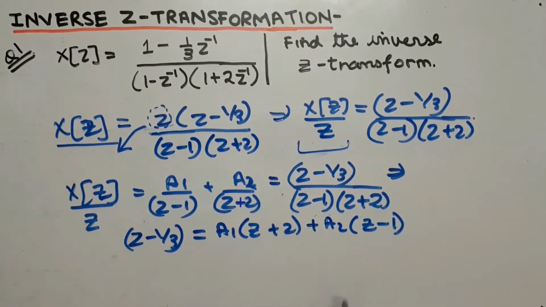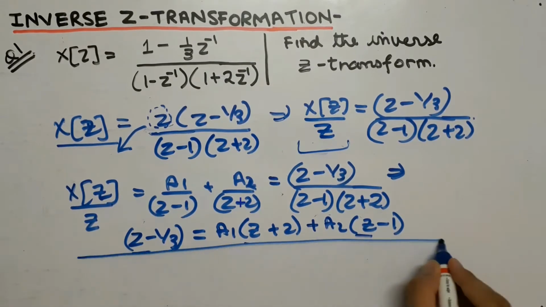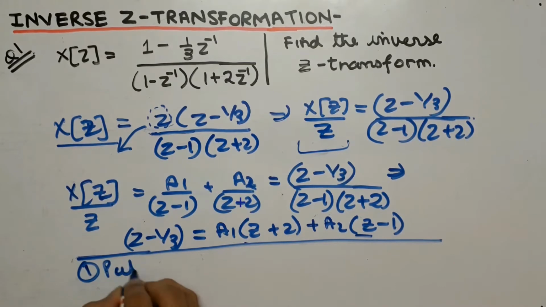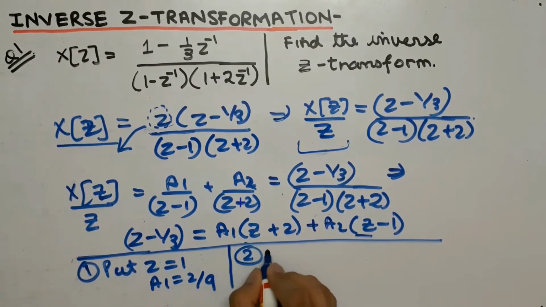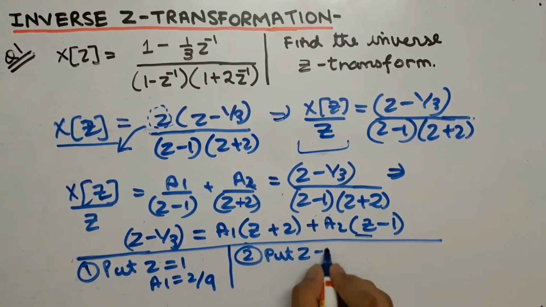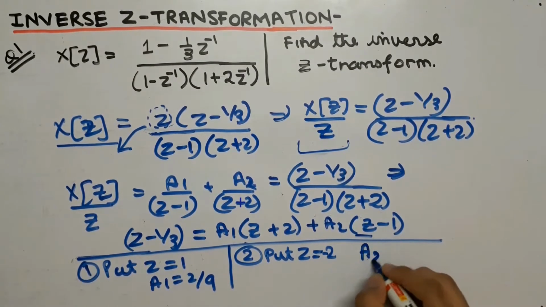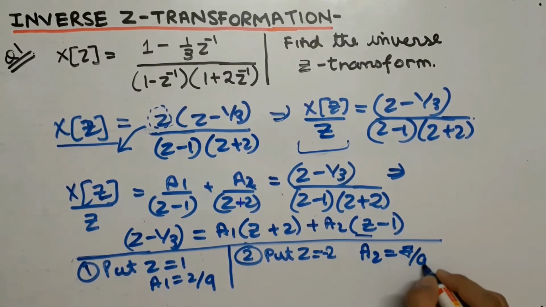Now guys, we will substitute necessary values of z in this equation in order to find the values of A1 and A2. That is, first of all we will put the value of z as 1. On doing that, you will get the value of A1, which will come out to be 2 by 9. Similarly, in this equation you will put the value of z as minus 2. And on doing that, you will get the value of A2, which will come out to be equal to 7 by 9.